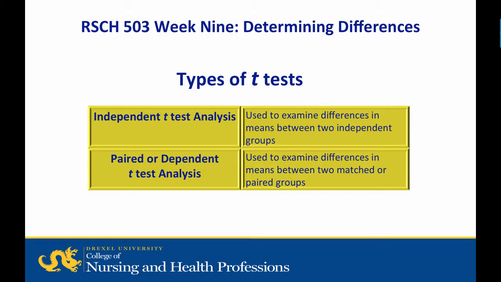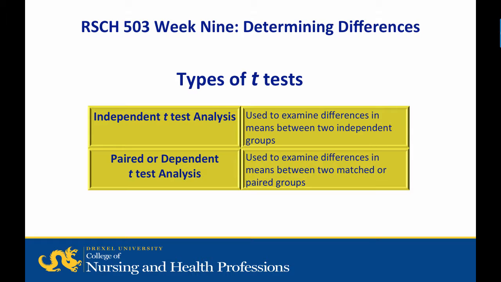There are two types of t-tests. First, there is the t-test for independent samples. This t-test is used to examine differences in means between two independent groups. Examples of t-tests for independent samples include the difference between males and females on a final exam, or the difference between scores on the American Nurses Credentialing Corporation Certification Board examinations of males and females.